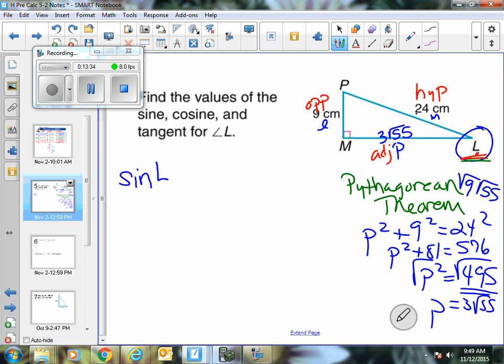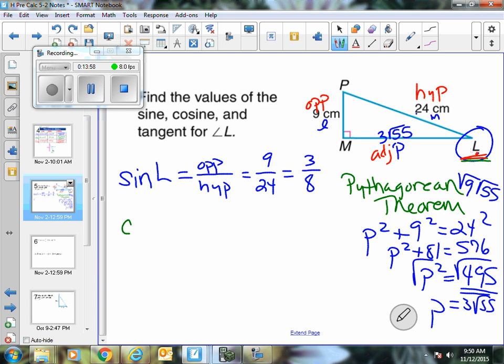So sine for angle L, that means we write sine, that's the function. L is what angle we're using to write the ratio, and sine is opposite over hypotenuse. So in this triangle, opposite is 9, hypotenuse is 24. So can you reduce? Sure, that would be 3/8. Always reduce, always rationalize. Write your answer in the easiest form you possibly can.